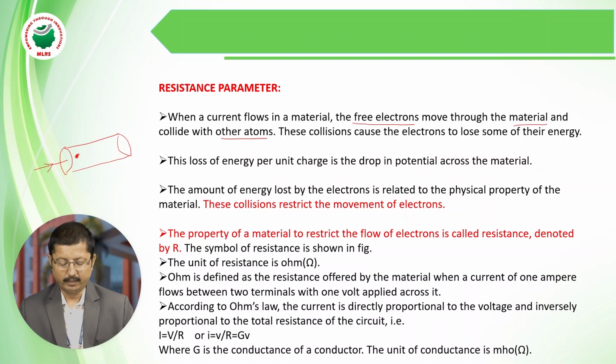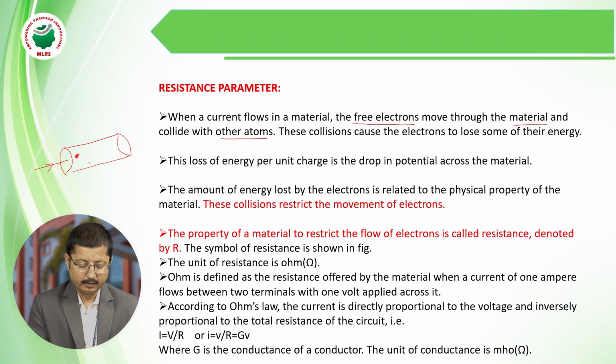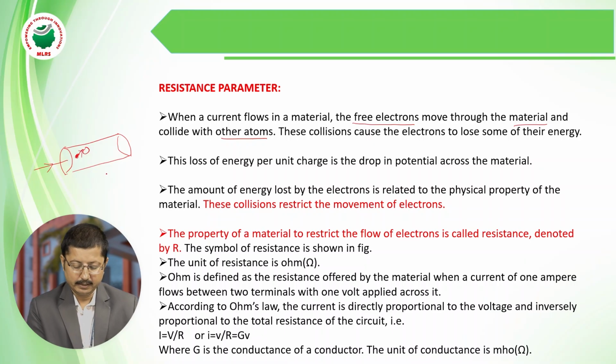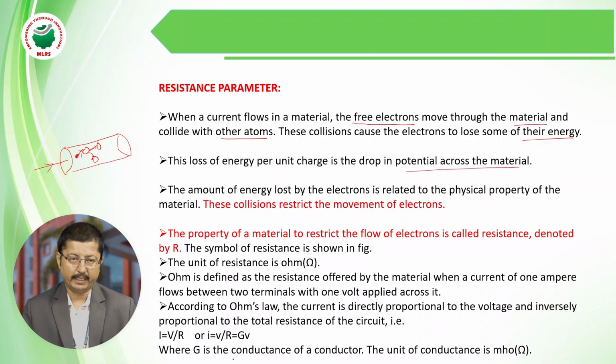Before that, the electrons will be random in nature. When we apply the current to this material, these electrons will hit the other atoms in that material. When it hits the other atoms, these atoms will again release electrons, and these electrons will again hit other atoms. Like that, collisions are caused. In these collisions electrons lose some of their energy. This loss of energy per unit charge is the drop in potential across the material.